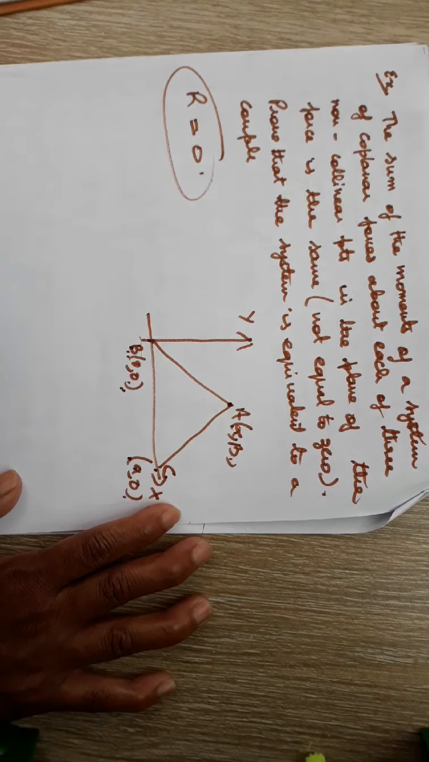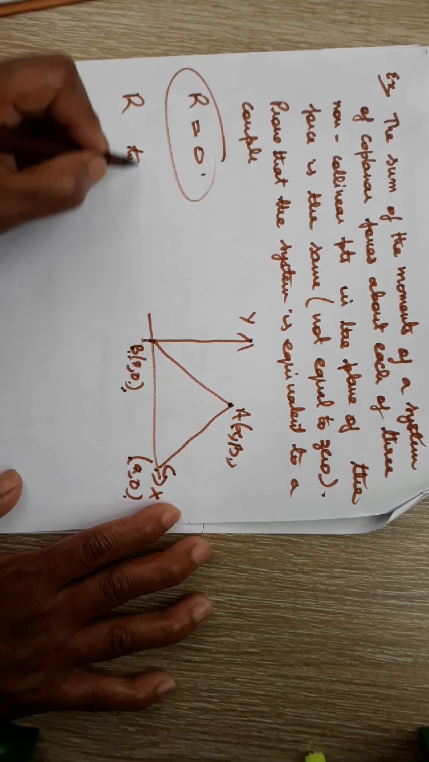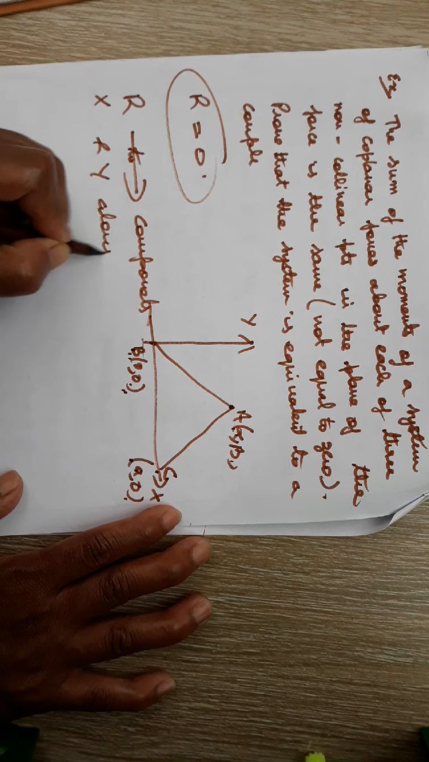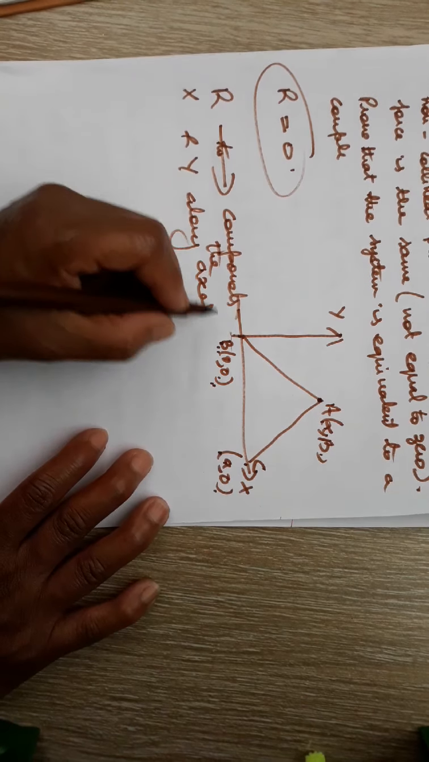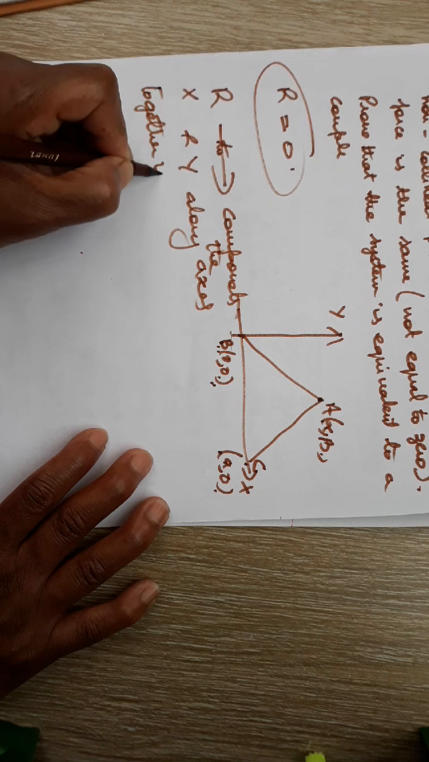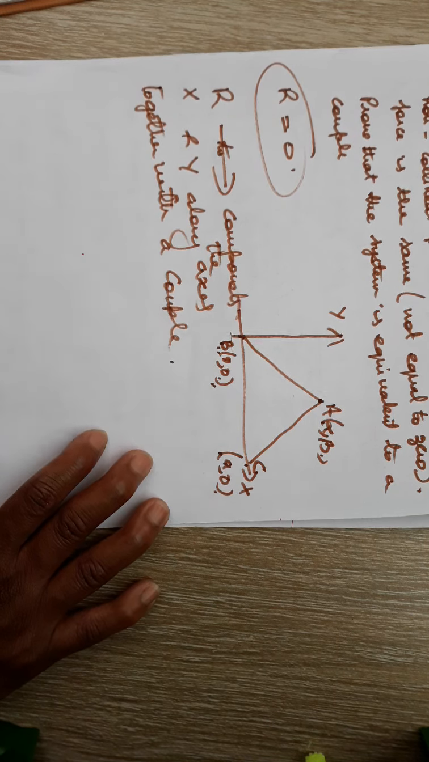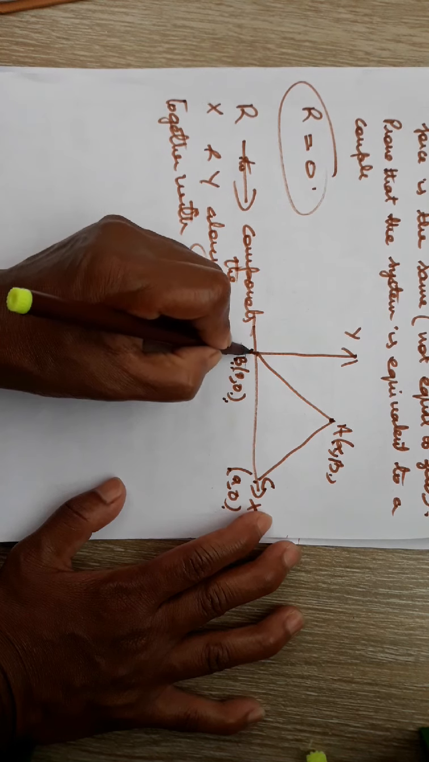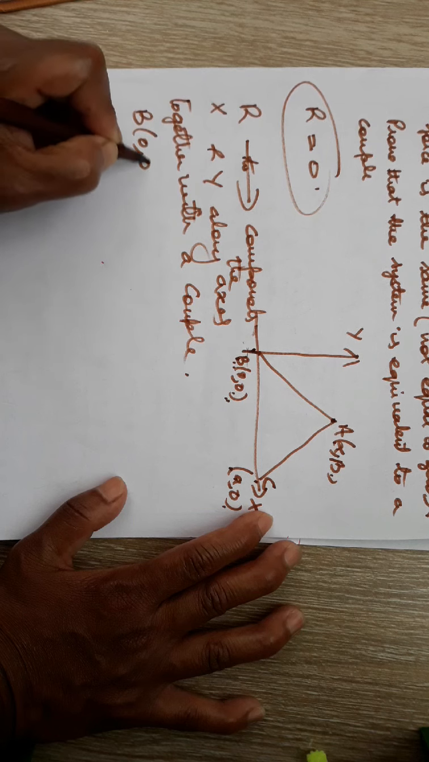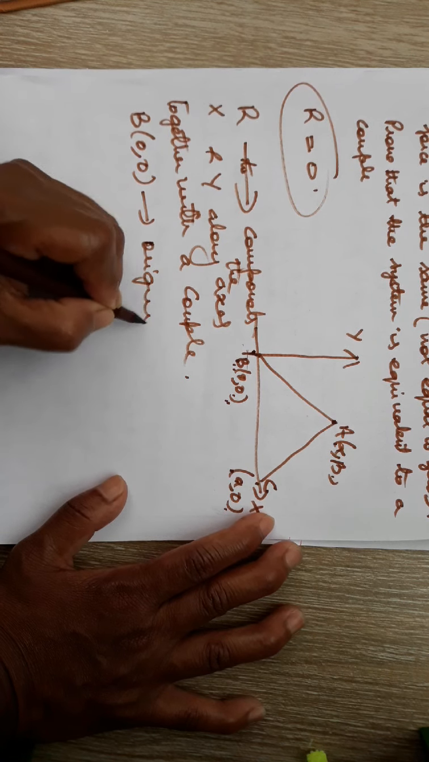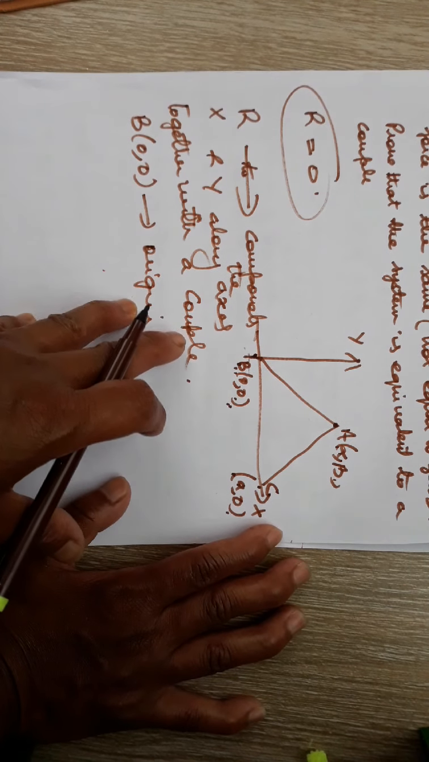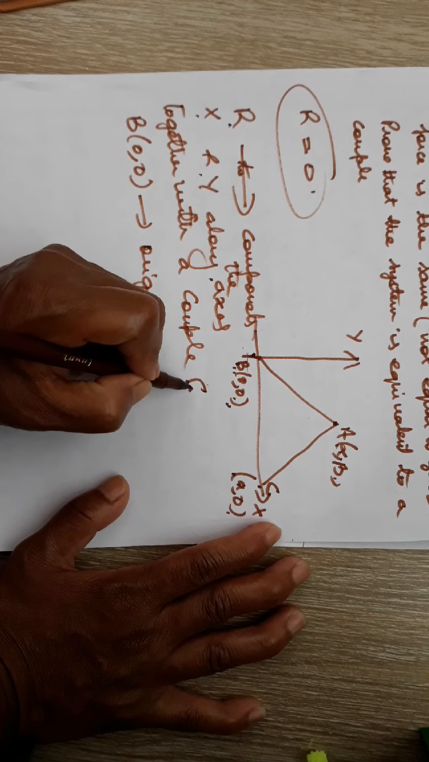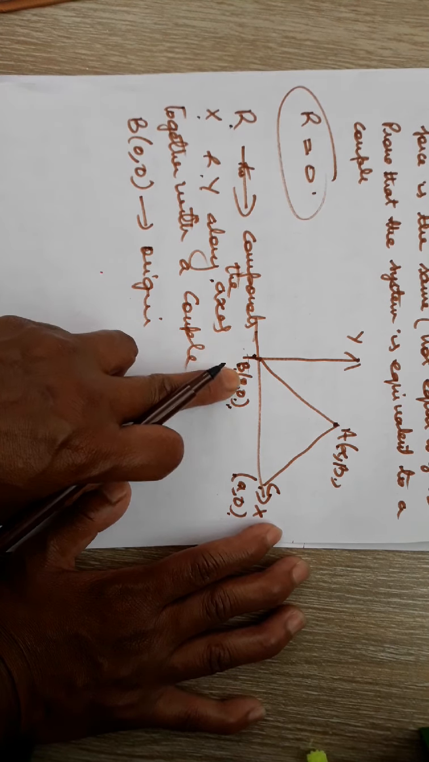So let us suppose that the system of coplanar forces reduces to a force R. We assume that the whole system of coplanar forces reduces to a force R which has components capital X and Y along the axes, together with a couple G about the origin B. We are considering B as the origin, whose coordinate is 0, 0.